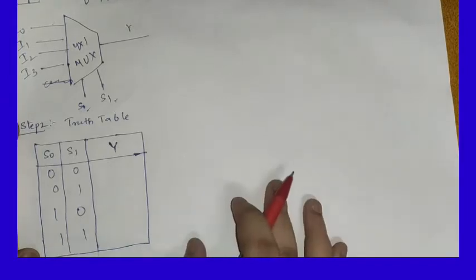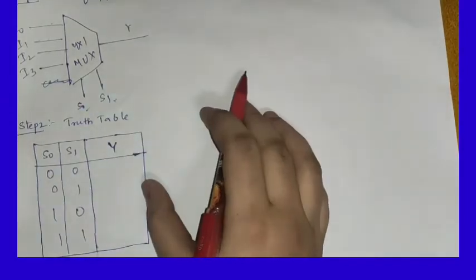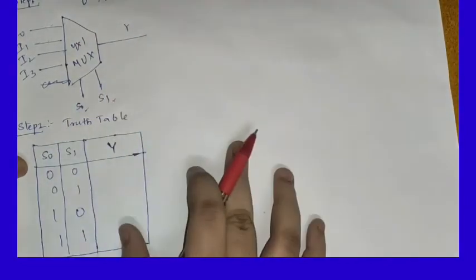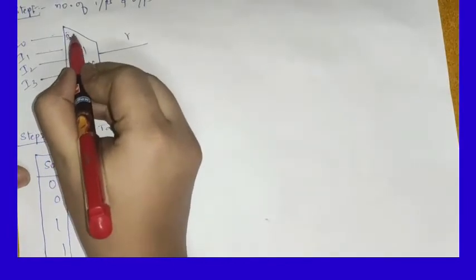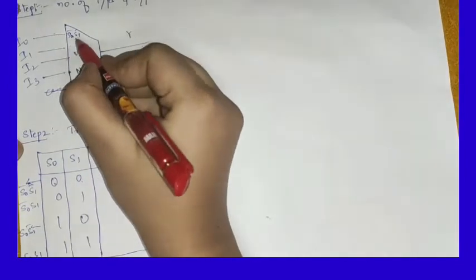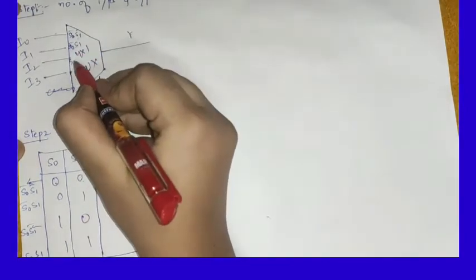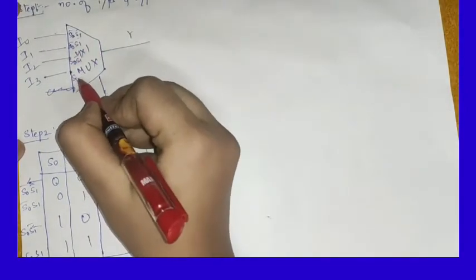These are the possible combinations. As I said in the 2 by 1 multiplexer, here are the possible combinations of S0 and S1. The first one is S0 bar, S1 bar, since S0 is 0 and S1 is also 0. Then S0 bar, S1, then S0 S1 bar, and this is S0 S1. So write the same variables here: S0 bar S1 bar, S0 bar S1, S0 S1 bar, S0 S1.